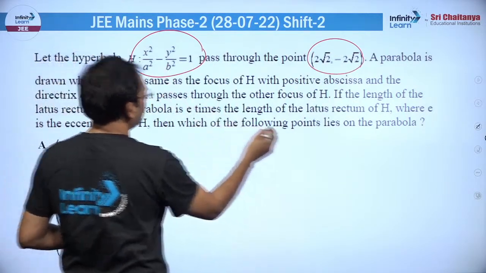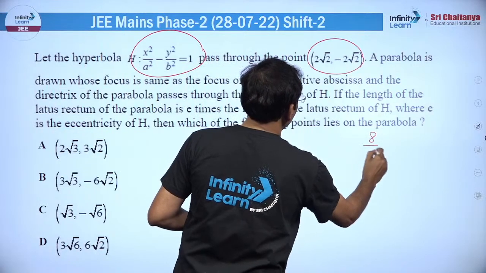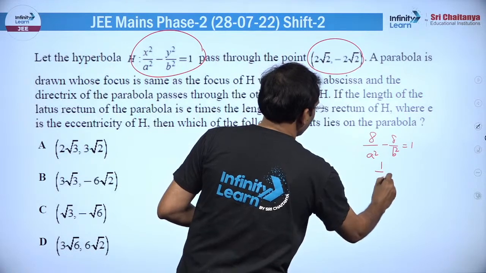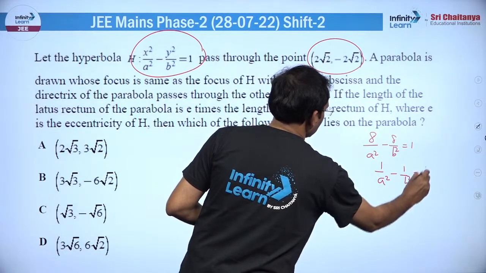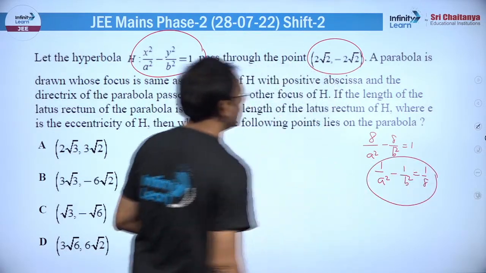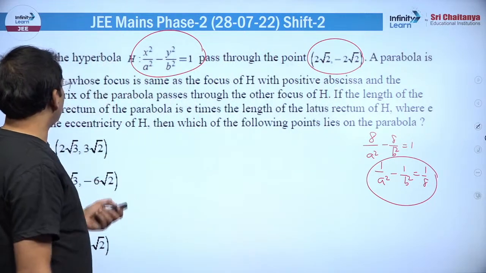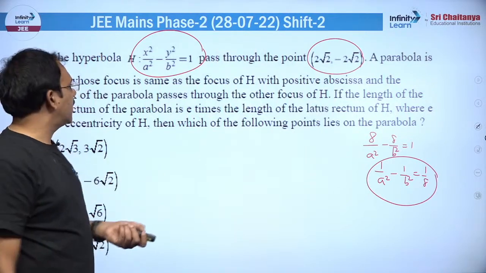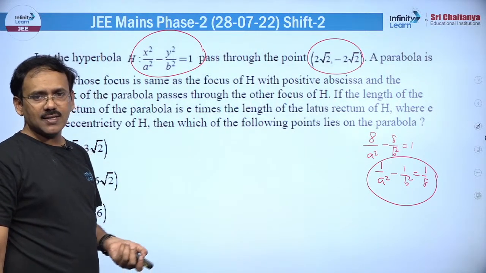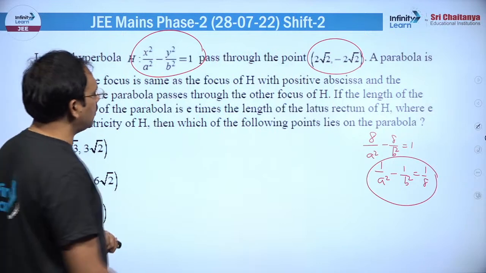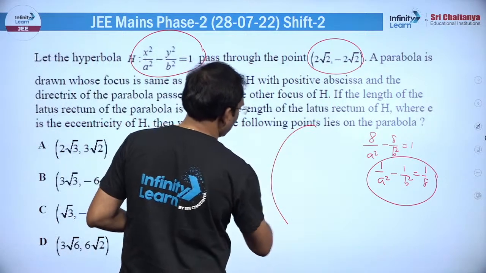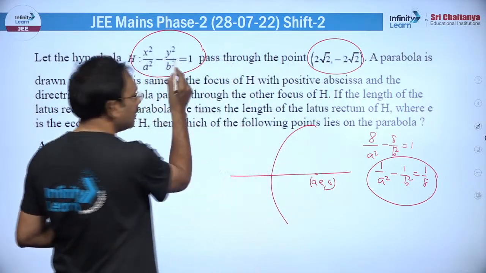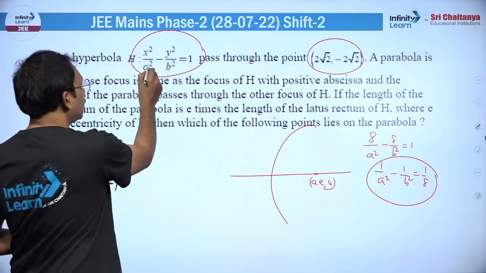Substitute, my dear friends: 8 by a square minus 8 by b square is equal to 1. So 1 by a square minus 1 by b square is equal to 1 by 8. This is one of the relations. Then there is a parabola whose focus is the same as the focus of H. The foci of H are (ae, 0) and (-ae, 0), and we take the one with positive abscissa. That means there is a parabola whose focus is (ae, 0), where a and e are the terms related to the hyperbola.